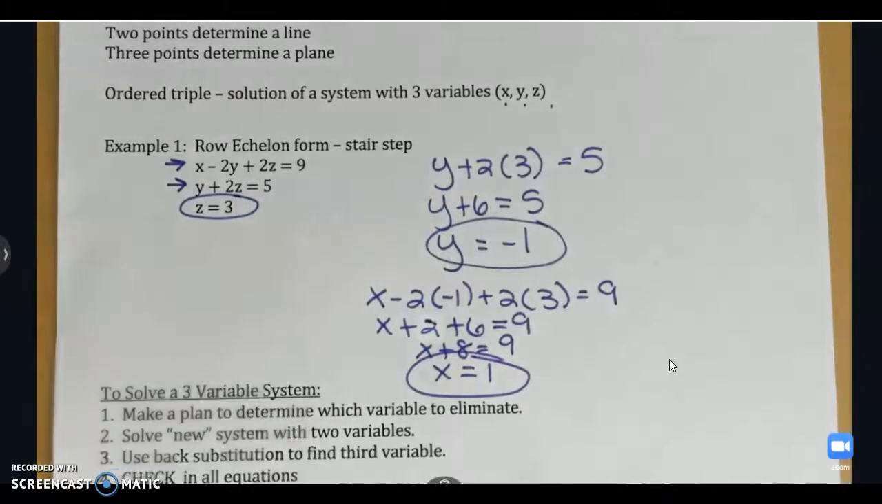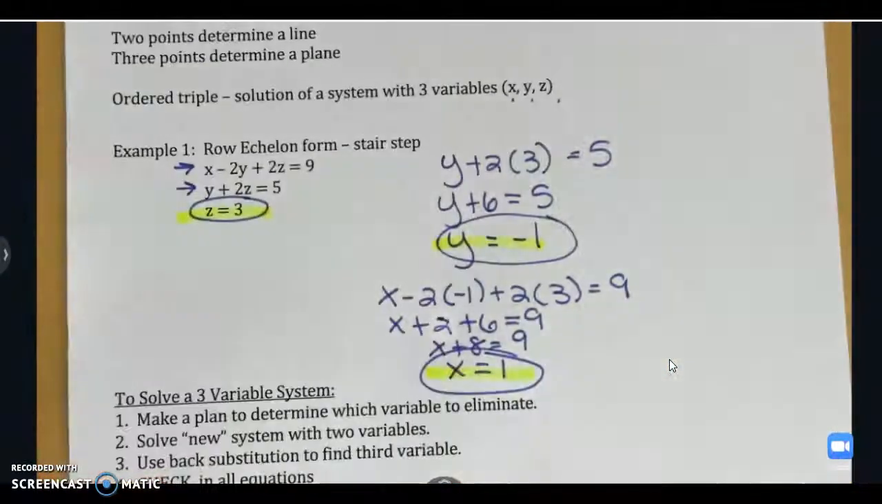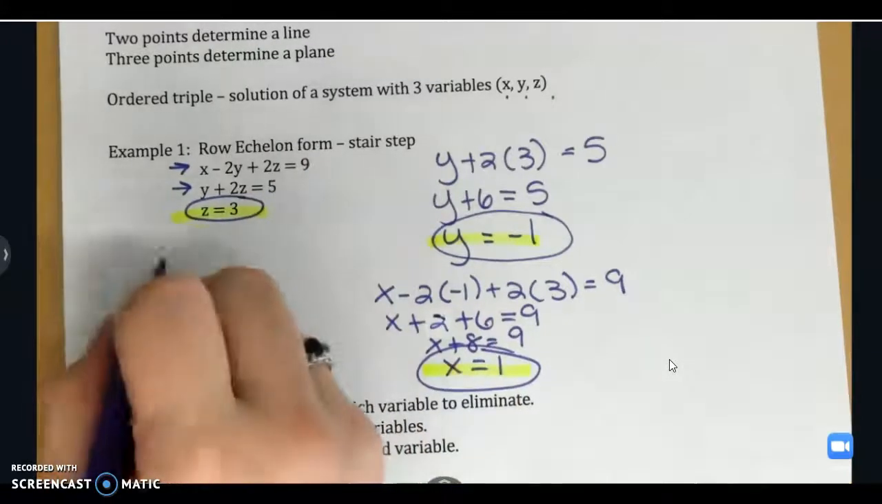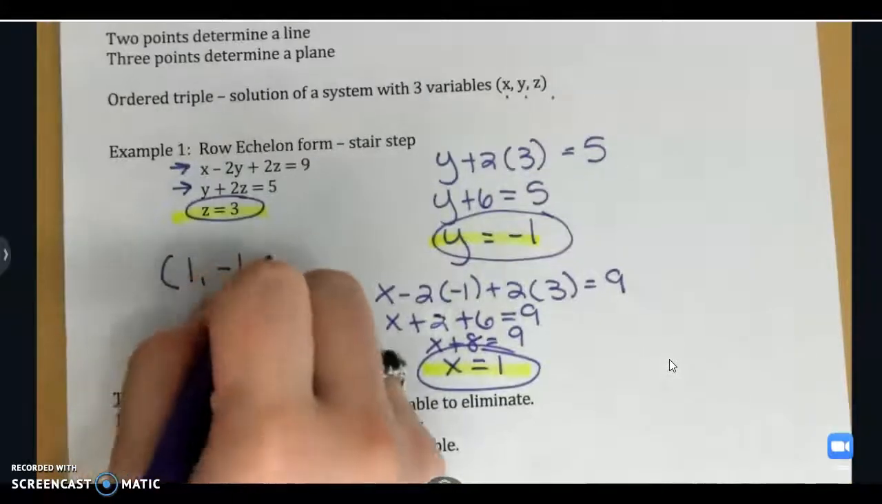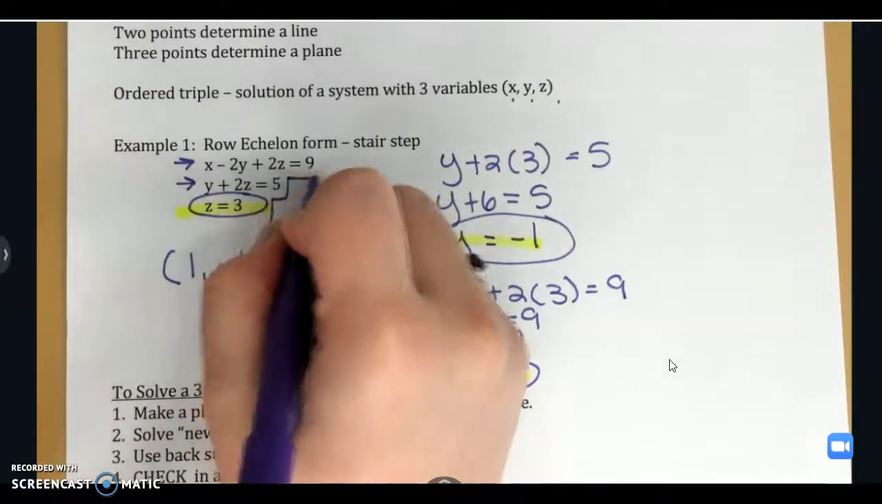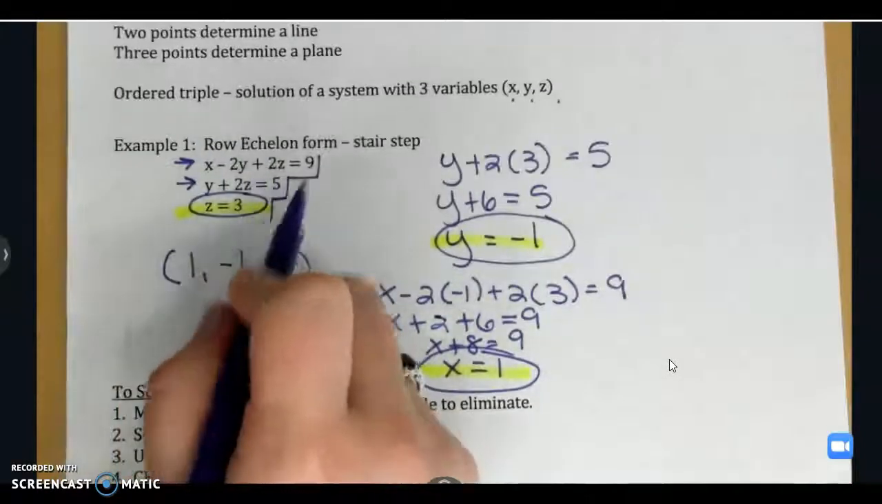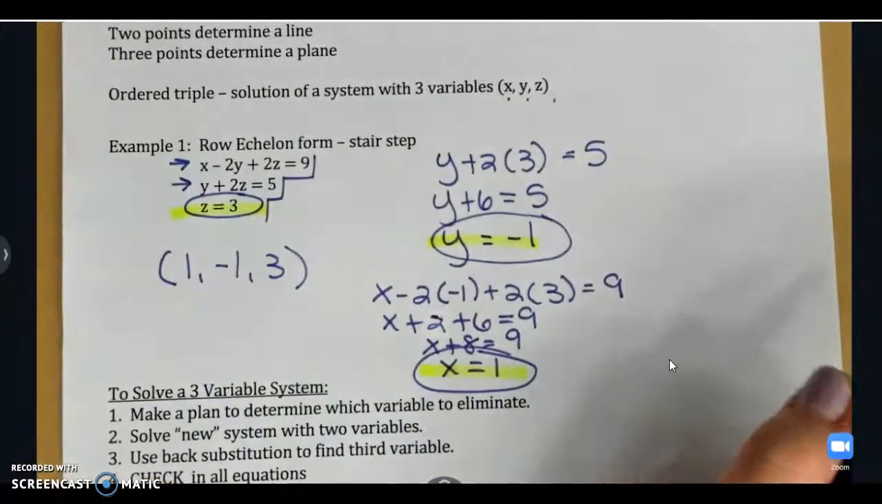So there are my three variables, x, y, and z. So then my ordered triple is going to be 1, -1, 3. And we call these a stair step because my first one has the one variable, my second one has 2, and my last one has 3. So it kind of makes a stair.